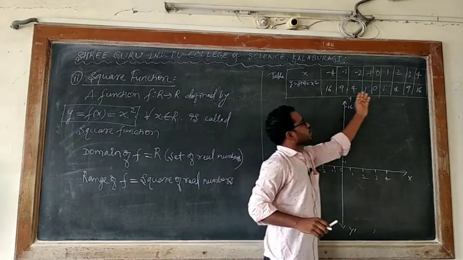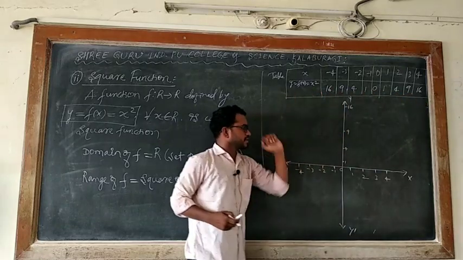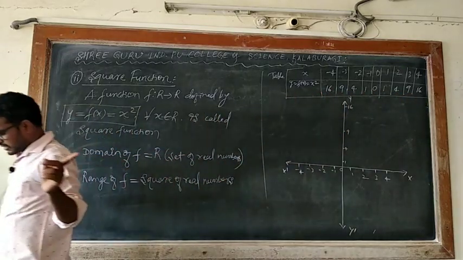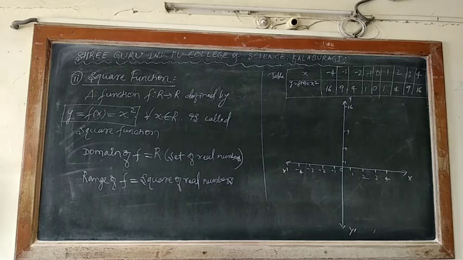Why are you getting only positive numbers? You see there. I am taking, for reference, roughly 1, 4, 9, 16, because the y values possible are only positive: 0, 1, 4, 9, 16. Here also 1, 4, 9, 16. For that reason I am taking those numbers only.